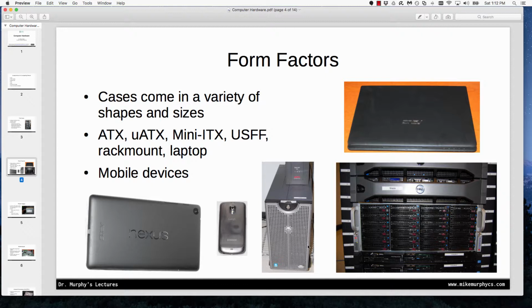We have a typical what looks like a desktop server here. It looks like a desktop, but it's server hardware. We also find server hardware in these rack mount servers. They look kind of like pizza boxes. Sometimes they're called pizza box servers because it's what they look like. And then we have a laptop here that we're probably all familiar with, laptop cases.